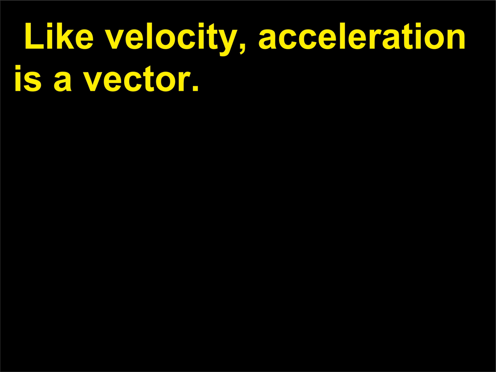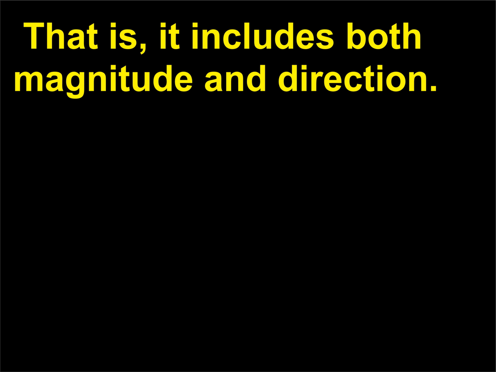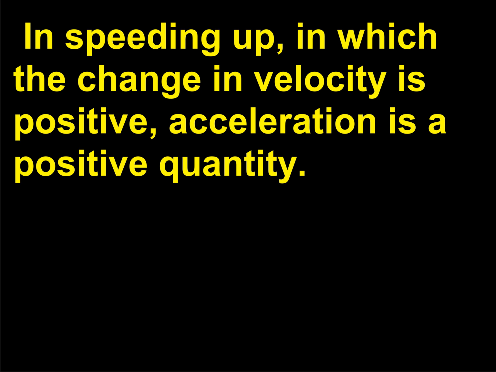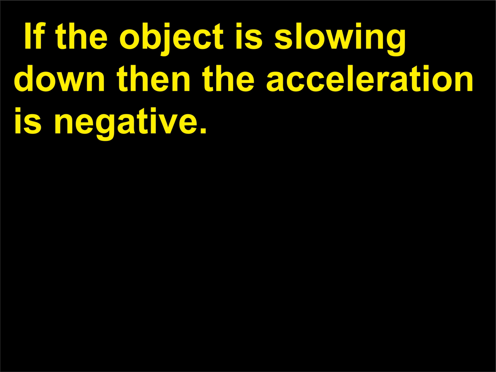Like velocity, acceleration is a vector. That is, it includes both magnitude and direction. In speeding up, in which the change in velocity is positive, acceleration is a positive quantity. If the object is slowing down, then the acceleration is negative.